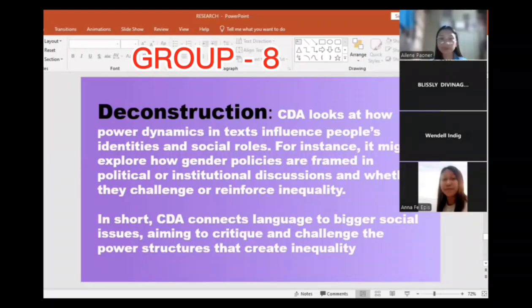I have a question. How does critical discourse analysis, or CDA, help us understand the relationship between language and power in society?